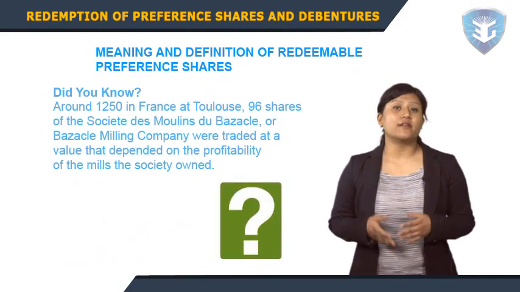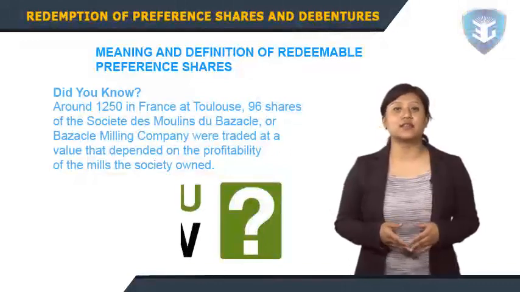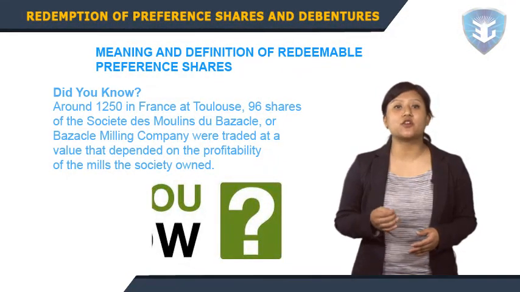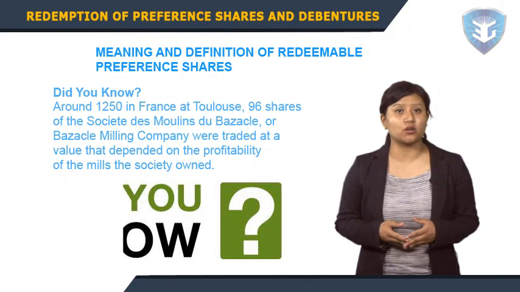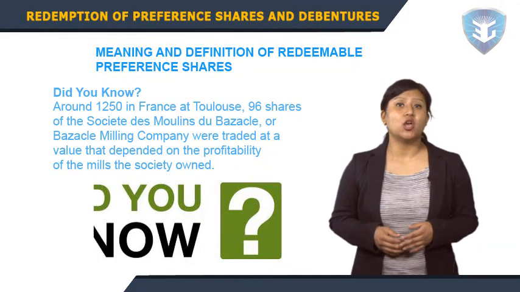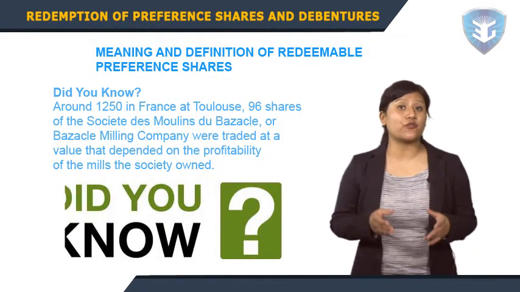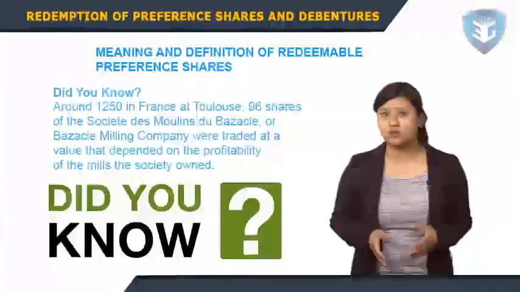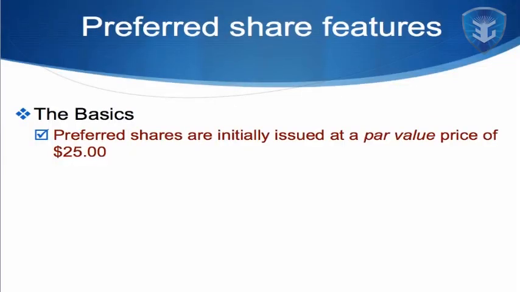Did you know that around 1250 in France at Toulouse, 96 shares of the Société des Moulins du Bazacle, or the Bazacle Milling Company, were traded at a value that depended on the profitability of the mills the society owned? When looking at preferred shares, and when they're initially issued by the corporation, they are done so at a par value of $25 per share.